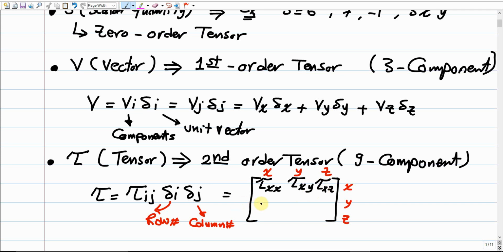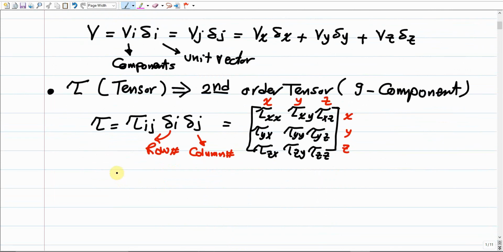Then here now I'm moving to another row which is y. So I'm going to have tau yx. Here I'm going to have tau yy. In this case we're going to have tau yz. Here we're going to have zx because the row is going to be z and the column is going to be x. So tau zy and tau zz. So these are the 9 independent components of a tensor, and this is what we introduced in the previous meeting.